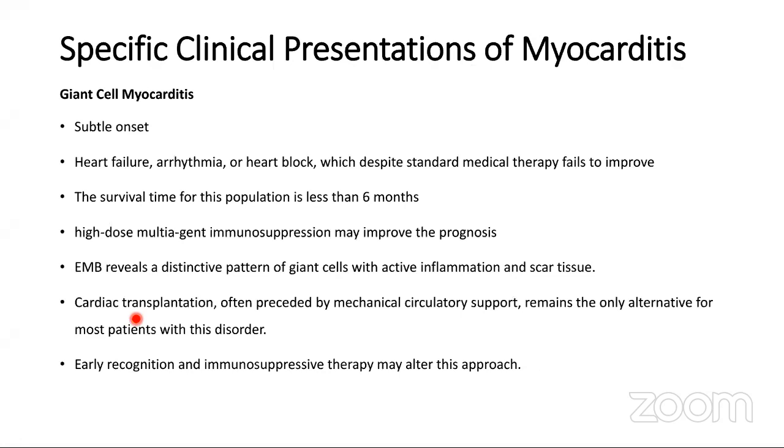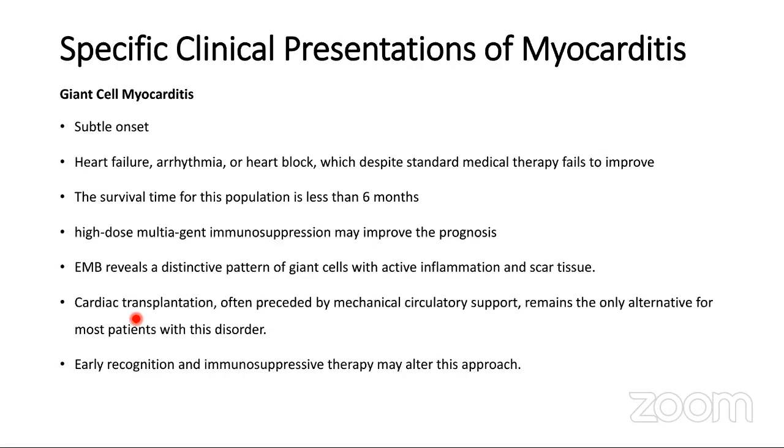Giant cell myocarditis has a subtle onset, like a chronic myocarditis. But after the subtle onset, it may lead to heart failure or arrhythmia, namely ventricular tachycardia or high-grade AV block, that fail to respond to the standard medical treatment. Here, unlike fulminant myocarditis, the survival is very poor, less than 6 months.